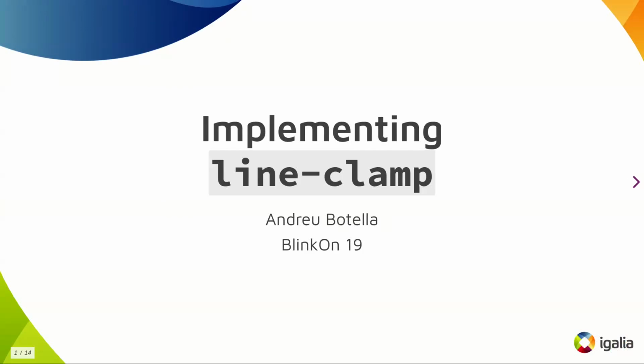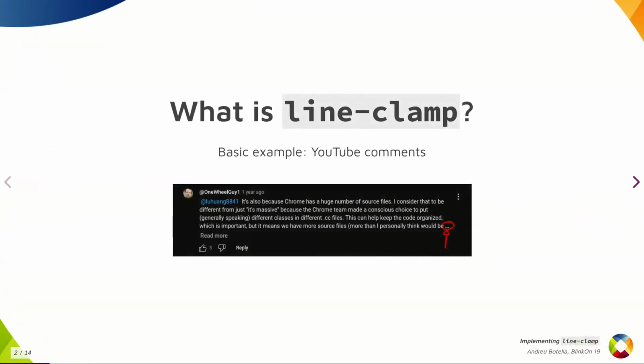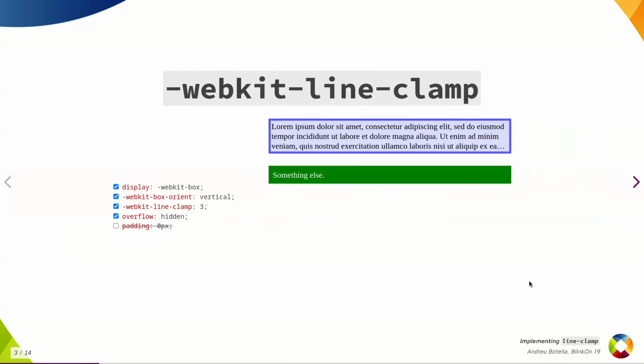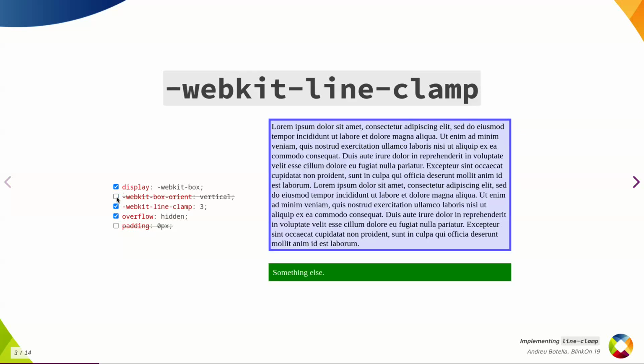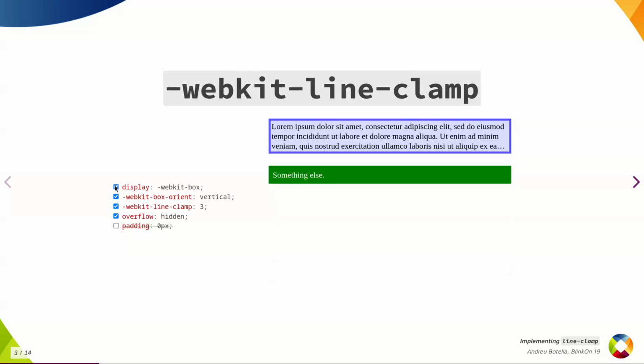I have been working for some time on implementing line-clamp in Chromium. The basic example for line-clamp is YouTube comments. When you have a long comment, only the first few lines show up, you have an ellipsis at the end of the last line that shows up, and the rest is hidden. This is possible to do currently in CSS with the -webkit-line-clamp property, except that it doesn't work at all without these other two properties, which are legacy flexbox properties.